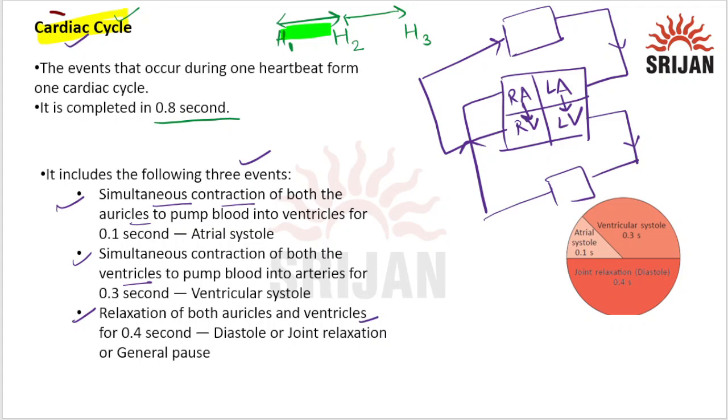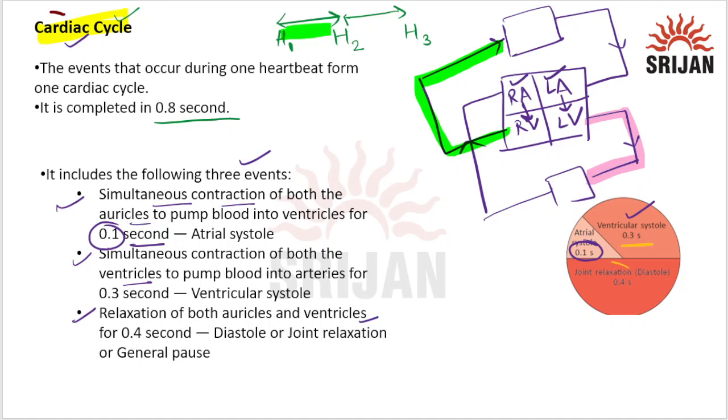During the very first 0.1 second, both chambers, the right auricle and left auricle, contract to pass the blood to the right ventricle and left ventricle. This event takes 0.1 second. Now comes the second event, ventricular systole. The right ventricle and left ventricle contract, the right ventricle sending blood to the lungs and the left ventricle sending blood to body tissues. This contraction lasts for 0.3 second.